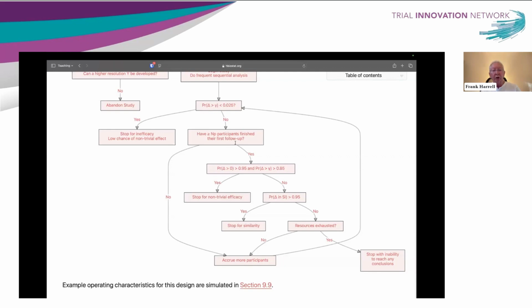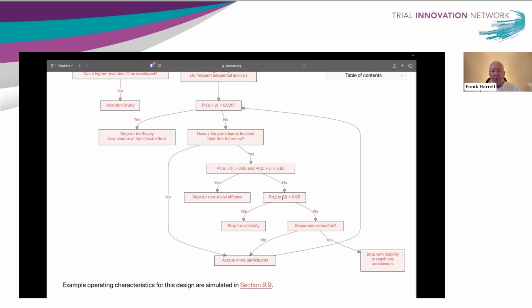Now, if you have accrued enough patients to estimate the efficacy, if the efficacy is likely, now you do your main assessment for whether you have enough information to conclude efficacy. So you already know at this point you have enough precision for estimating the efficacy. If it exists, the question is, does it exist? So is the probability of the treatment effect being greater than zero very high, and the probability of being greater than a trivial effect fairly high? So if that is not the case, you ask, is the treatment effect in the similarity interval with high probability? If that's true, you stop with the conclusion that the two treatments are similar.